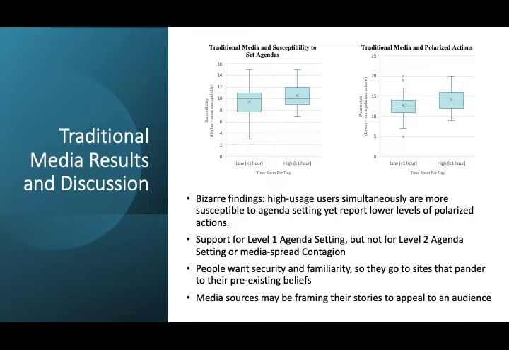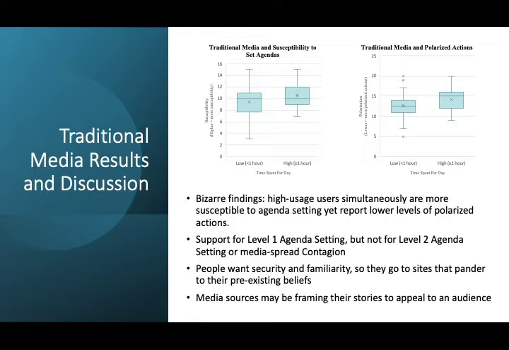The results for traditional media proved to be fairly interesting and almost contradictory. Let me draw your attention to the graph on the left. This graph tested whether there was a significant difference between low and high usage users of traditional media in their susceptibility to set agendas. And I did find a significant difference. Those in the high usage group, 1 or more hours per day on traditional media, did have higher levels of susceptibility to set agendas. Whether that's trust in their favorite sources or some other factor that made them more susceptible, they were higher in that metric.